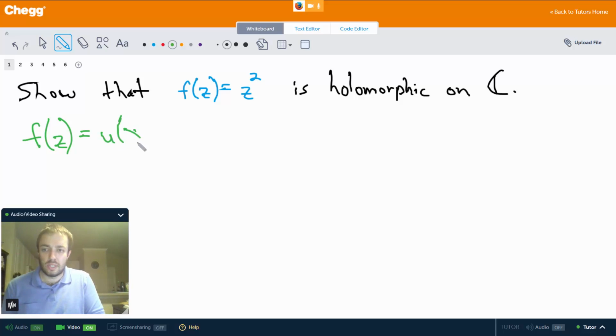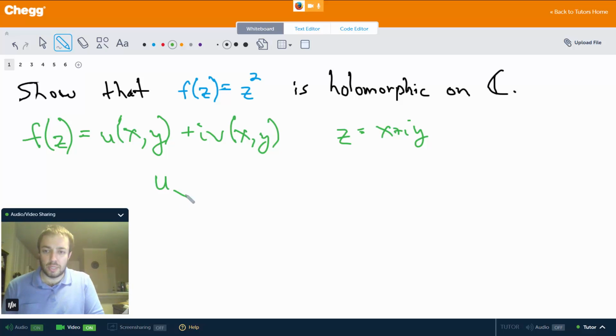So in general, if we have some function f of z, then we can regard that as u of x comma y plus i times v of x comma y, where x and y come from z equals x plus iy. And then the Cauchy-Riemann equations say the partial derivative of u with respect to x equals the partial derivative of v with respect to y, and the partial derivative of u with respect to y equals negative the partial of v with respect to x.